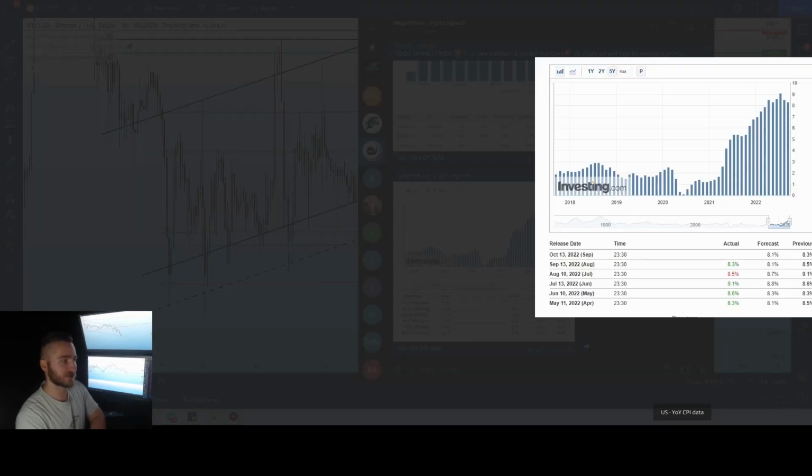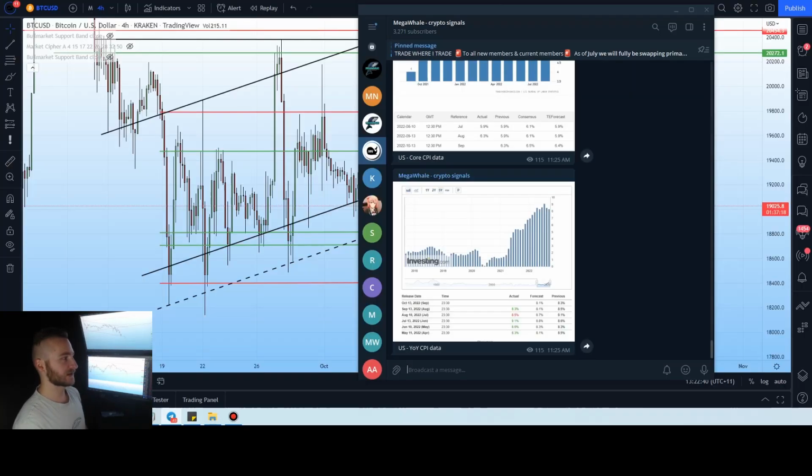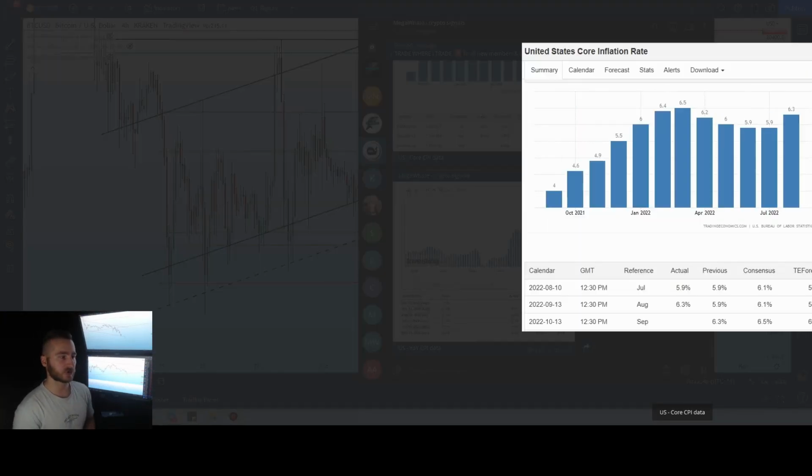We do have CPI coming up pretty soon. It's in a little bit over 2 days. For Australian time, I'm not too sure what time it's going to be, but it's usually around 10 p.m. at night on the 14th of October. So we're keeping an eye out for that, and obviously we see American time over here. The forecast is 8.1%. The previous was 8.3. If we look at core, we can see that the forecast or consensus is around 6.4, 6.5, and the previous was 6.3.